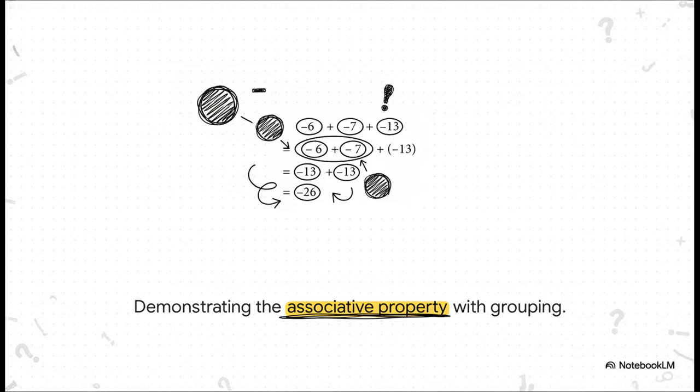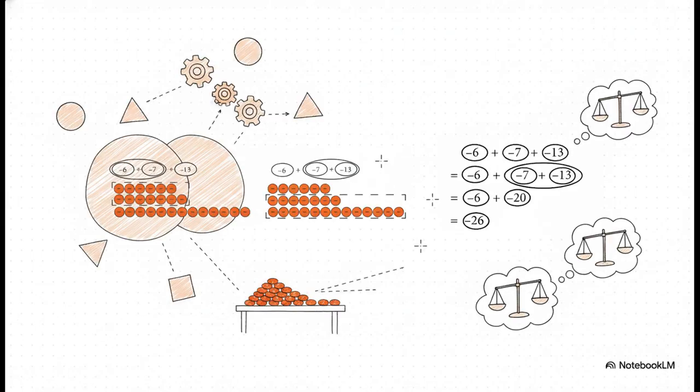Here we've got an expression with 3 negative terms. If we draw a bubble around the first 2 terms and add them together first, well, -6 plus -7 gives us -13. Then we take that chunk and add it to our final -13 term. Grand total, -26. And when we put the token models side by side, it's literal visual proof that no matter which tokens you draw a bubble around first, the math is bulletproof.